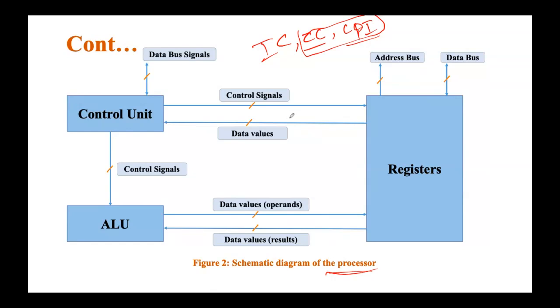Then we construct the data path and control unit for two different implementations of MIPS, millions of instructions per second. To construct this data path in the basic implementation, we will examine an implementation that includes a subset of the core MIPS instruction set, or as we call it, the instruction set architecture. So what is the core subset of the MIPS ISA?